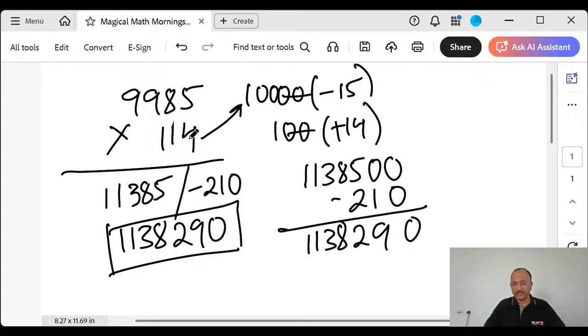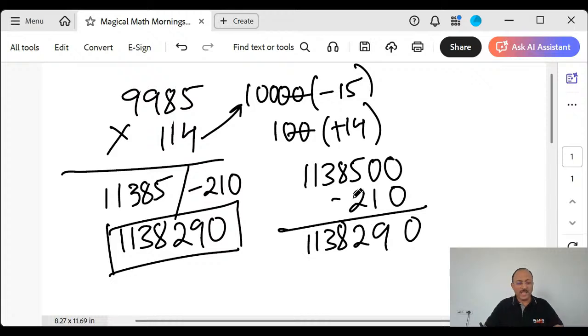What we did: write the bases, cancel the common zero, always start from the small number, 11400, and then minus 15 means you have to subtract. 11400 minus 15 means what? 11385. Yes, you got it. And then 15 minus 15 into plus 14 is minus 210. When we got this, you add only the zeros that you have cancelled here. Two zeros we cancelled, no? Only two zeros we are going to add, not three zeros. And from them we have to subtract.